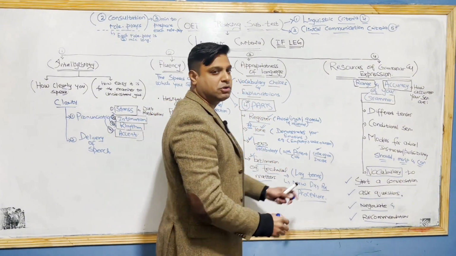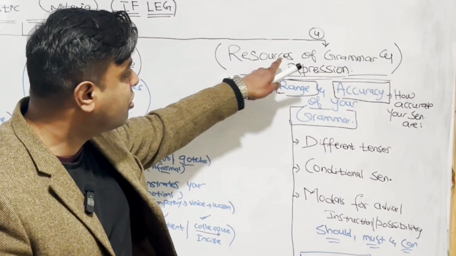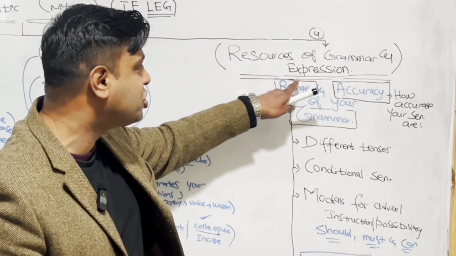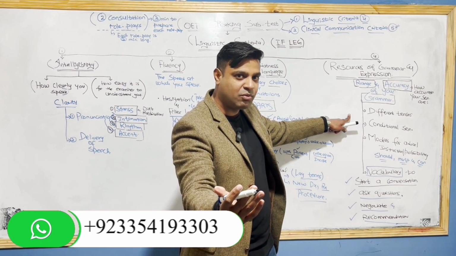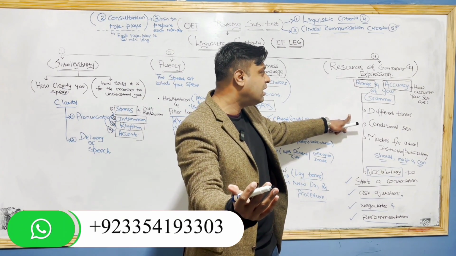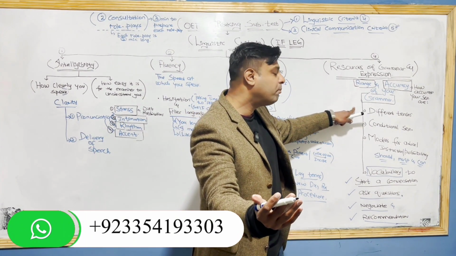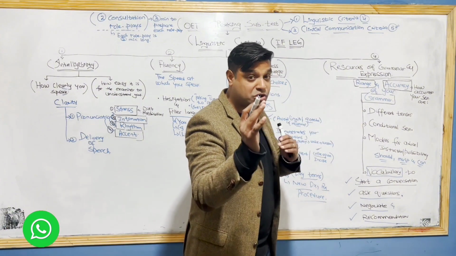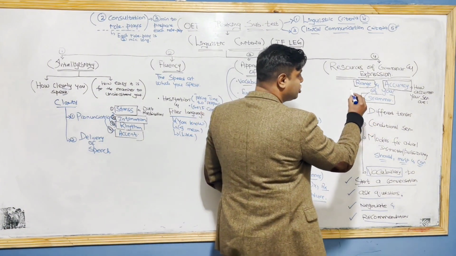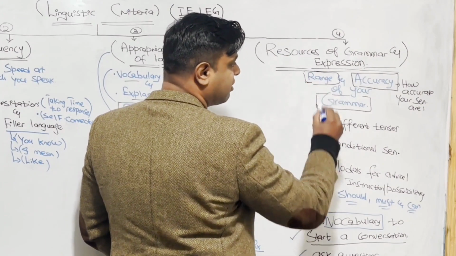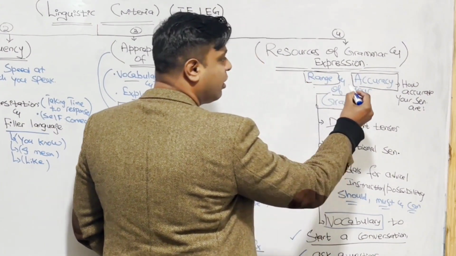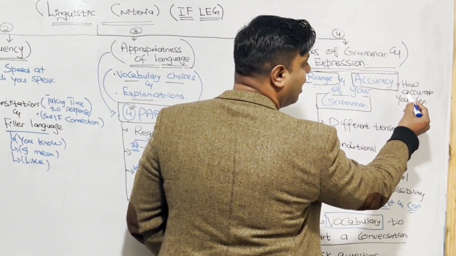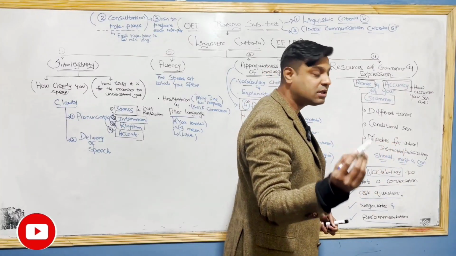Now, last but not the least is resources of grammar and expression. Here comes another challenging criterion where the majority of the candidates really perform poorly, but one must know what they are going to check in this criterion. Range and accuracy of your grammar. What is the meaning of accuracy? Accuracy means how accurate your sentences are.